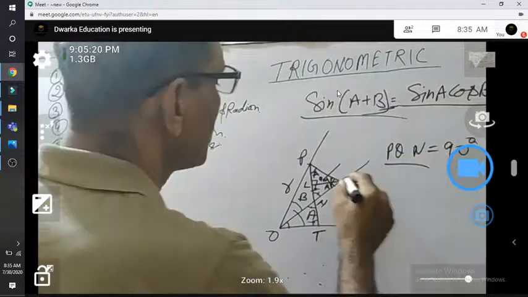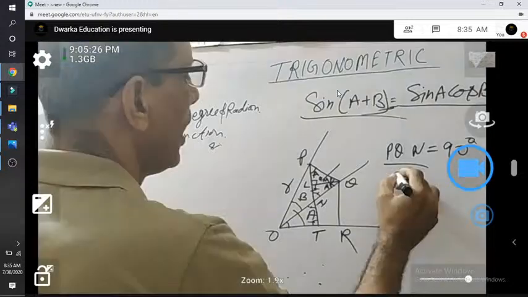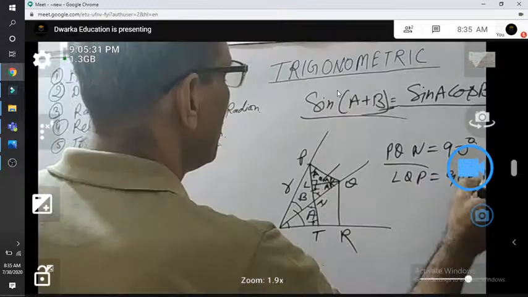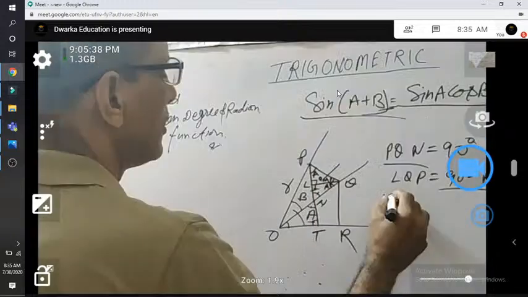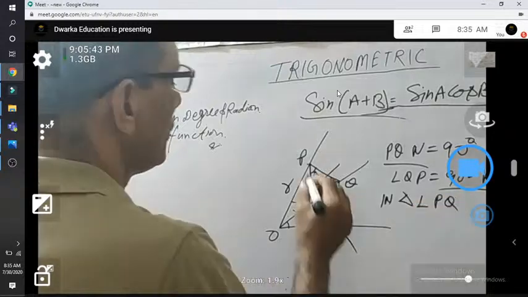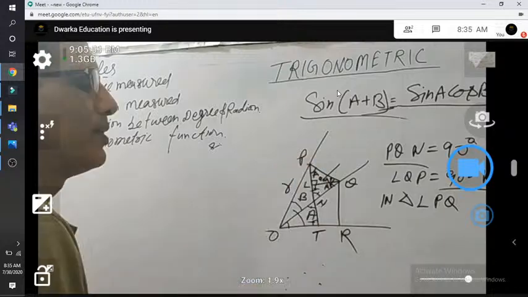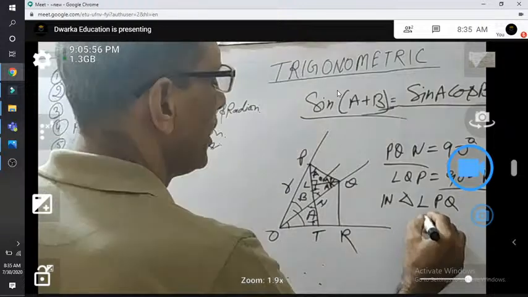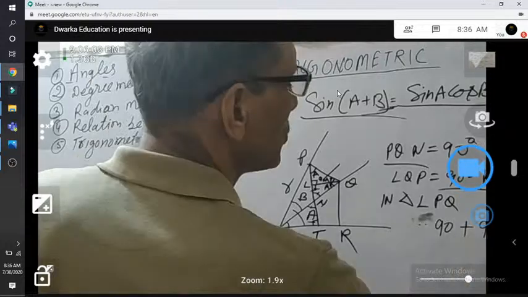This was our construction. This is a perpendicular from this point. This is construction, and LQP is equal to 90 minus A, because this angle is equal to A. Then in triangle LPQ, this angle is 90 degree, this is equal to 90 minus A, and this became A. Angle A, sorry, and 90 plus 90 minus A is equal to 180 degree.